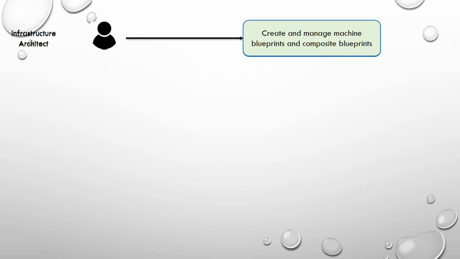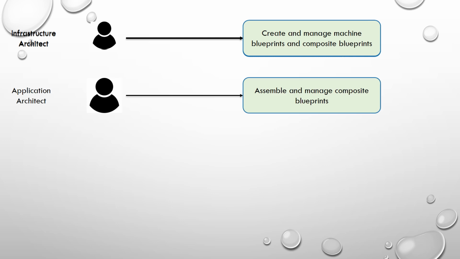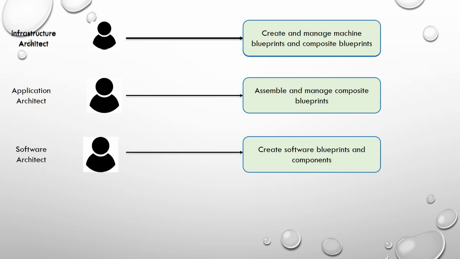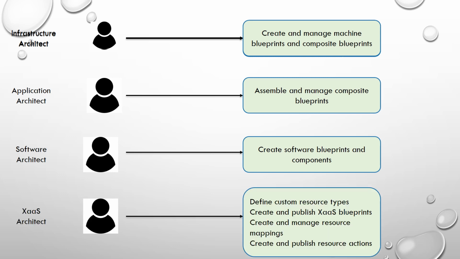First up, we have the infrastructure architect, who is responsible for creating and managing machine blueprints as well as composite blueprints. Next up, we have the application architects, who are responsible for assembling and managing composite blueprints. The software architects are responsible for creating application or software blueprints and components. The final type of architects that we have are the XaaS architects, who are responsible for using vRealize Automation extensibility features to create and define custom resources, actions, and services.